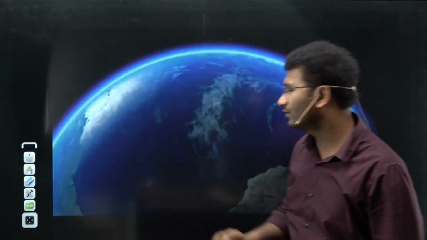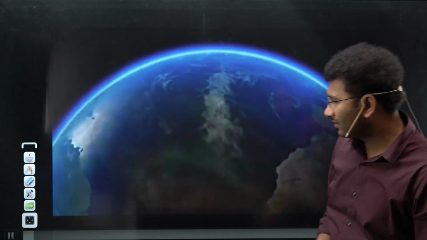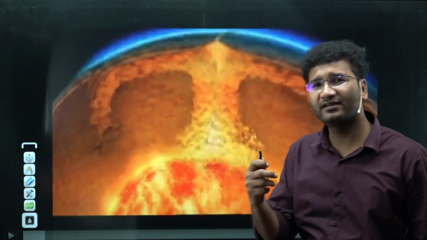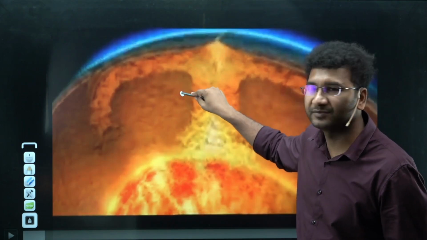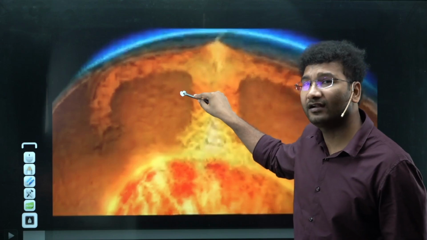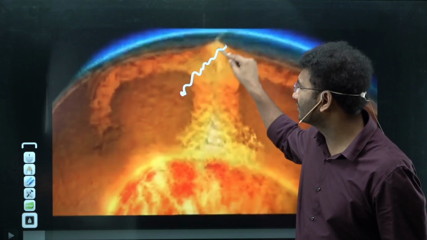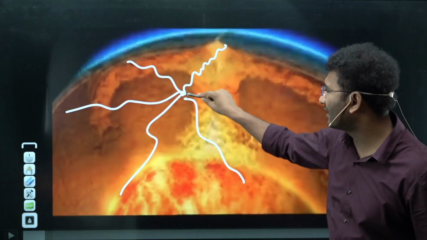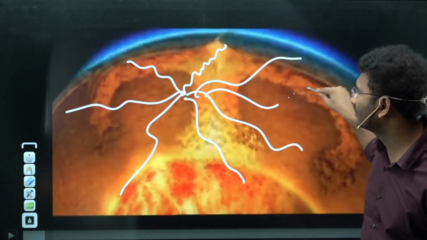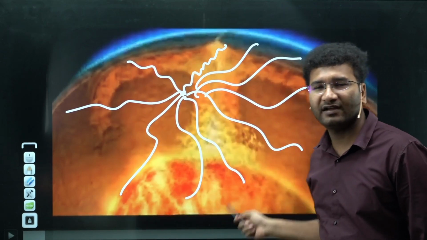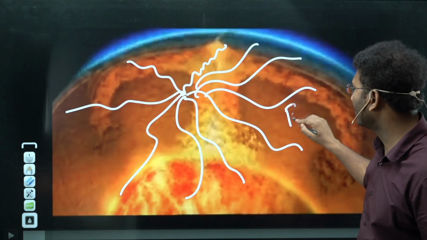I'll play the video again, and through this video you can have a better understanding. Let's imagine that there was an earthquake generated at this depth. From here the earthquake started. As the earthquake travels through the interior of the earth, it can travel in all directions. Until this earthquake wave is traveling within the body, we call it a body wave.